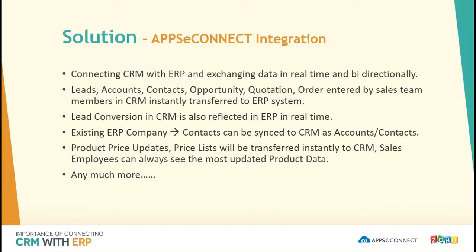Now, CRM and ERP need to be connected with each other for greater business efficiency. Leads, accounts, contacts, opportunities, sales orders, sales quotations, and lead conversions, which are recorded in CRM, need to be applied to the ERP as quickly as possible for further processing, validation, shipment, delivery. Similarly, product information updates, pricing changes, and seasonal discount updates in price lists, which happen within an ERP system, need to reach the CRM system in real time, so that whenever the sales reps log in, they can see the updated information. APPSeCONNECT as an integration solution achieves all these integration tasks in a fully automated and bidirectional manner.